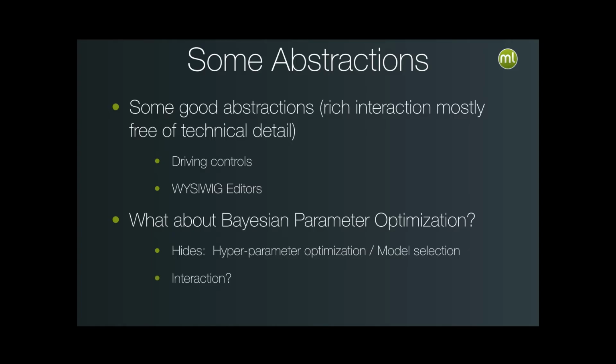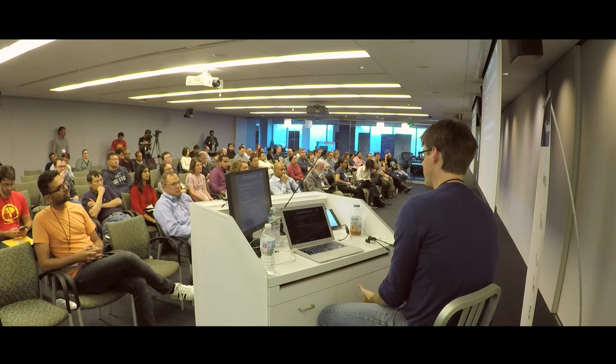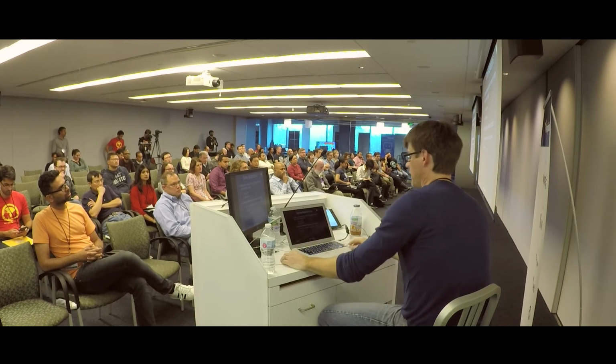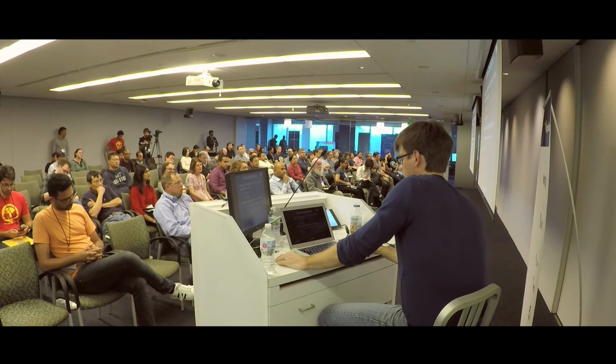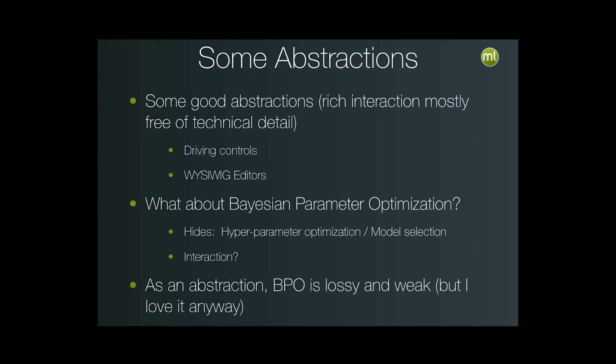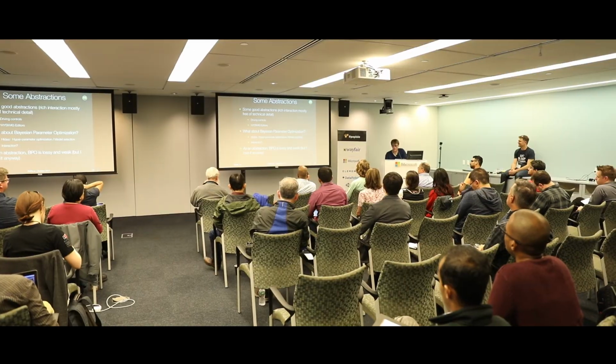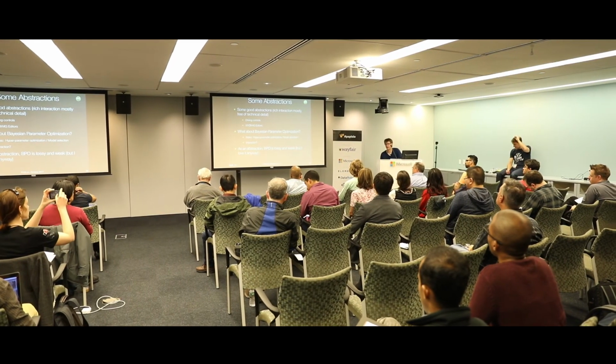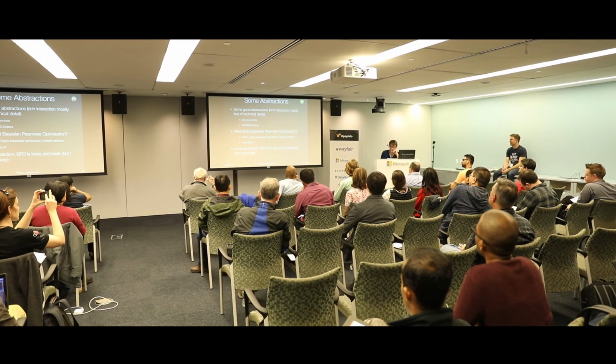You can set bounds, I guess, on the parameters that you're trying to tune, but other than that, there's no obvious way to interact with it, as far as I know. So as an abstraction, I think Bayesian parameter optimization is kind of lossy and weak. But again, I love it anyway. It's good for what it does, right? It does the thing that it's supposed to do. It's just that thing I don't think makes the technology that much more usable.